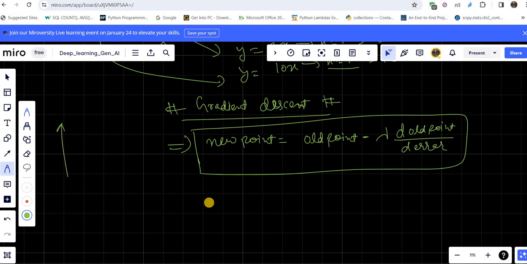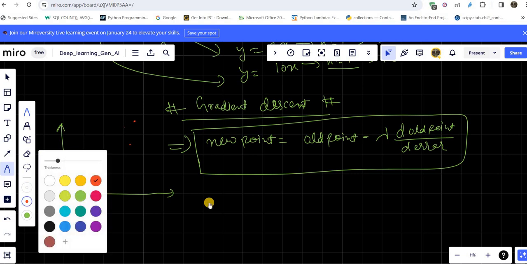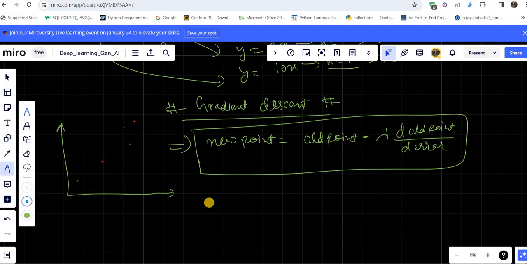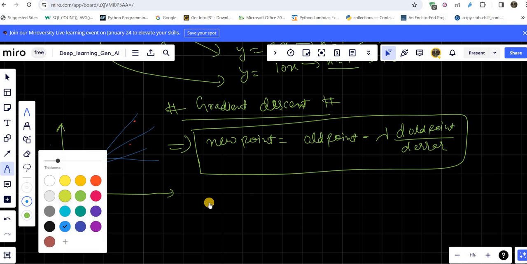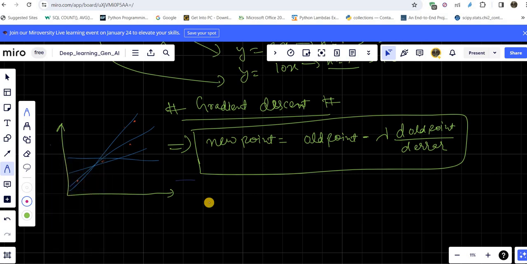So just understand, for some specific data points, let's suppose these are the data points. It could be multiple lines, this could be the line, this could be the line, this could be the line. So now we need to find out which is the best line. How would we find that out? For that, gradient descent works.